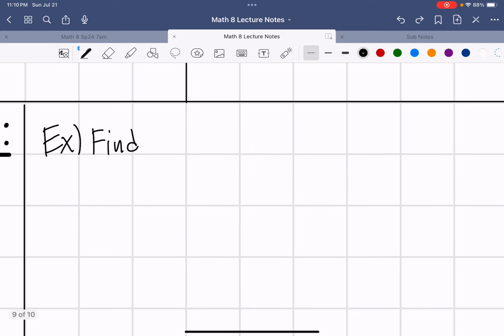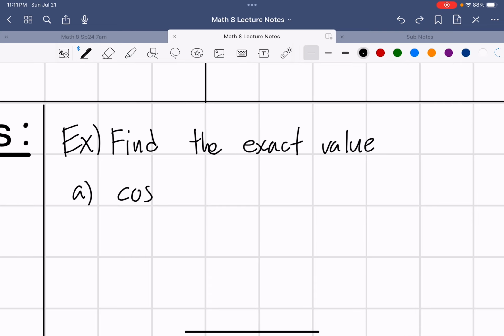So the goal is to find the exact value without using a calculator. So we've been able to do cosine of 15 degrees before, using the sum and difference, right? We did 45 minus 30, or you could do 60 minus 45. 15 degrees is equivalent to pi over 12. So either version of this is okay. But I'm going to show you how we can use the half angle to help us get the same value.